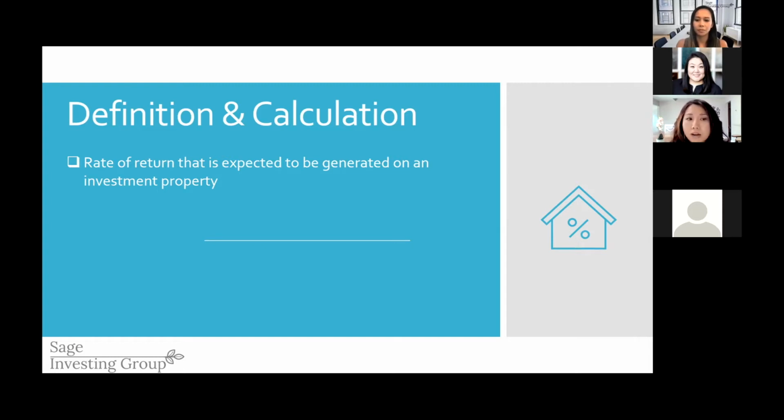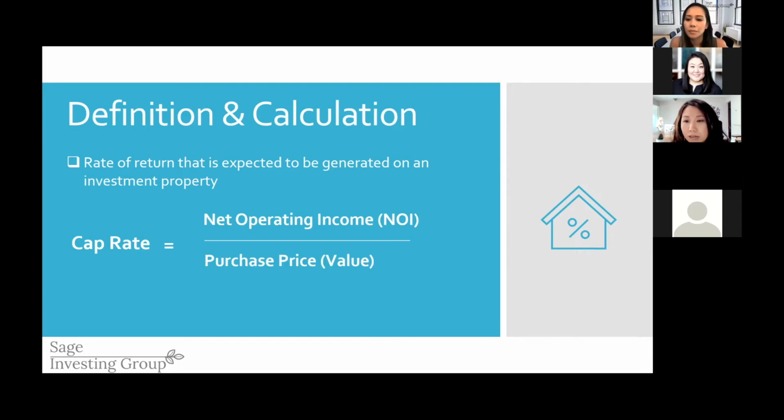Let's start with how this is calculated, and then we're going to go into what it really means. The formula for cap rate is determined by taking the property net operating income and dividing it by the value of the asset or the purchase price. We're going to geek out a little bit because this is a topic that we love to talk about and break down this formula, but we're going to take a step back. What would you use a cap rate for anyways?